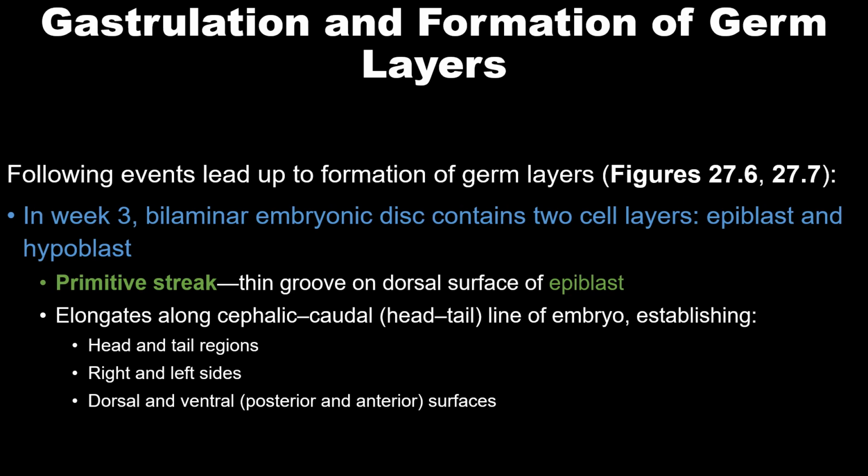Now, in week 3, we start with a bilaminar embryonic disc containing 2 cell layers, the epiblast and hypoblast. At this time, there's a thin groove on the dorsal surface of the epiblast called the primitive streak. This primitive streak actually elongates into the cephalocaudal line of the embryo, establishing the head and the tail regions. It also establishes the right and left sides and the dorsal and the ventral surfaces of this embryo.